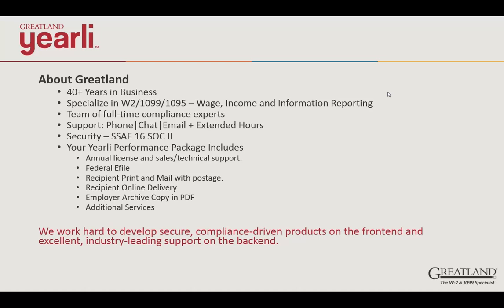Greatland is also the federal e-filer for these forms for you. So we have the transmitter control code. As an organization, you do not need to apply for that. And when you submit through us, we do the federal e-file of the 1095 and 1094 form. We give you that date stamp on that also, so you can prove you met your federal obligation in a timely fashion. Also included in the product is your copy in a PDF format.